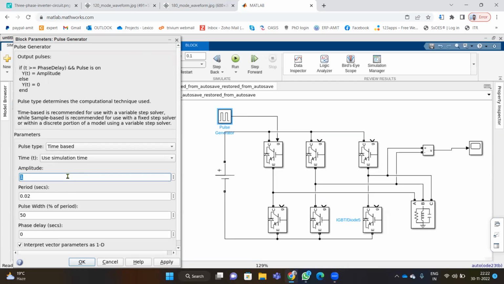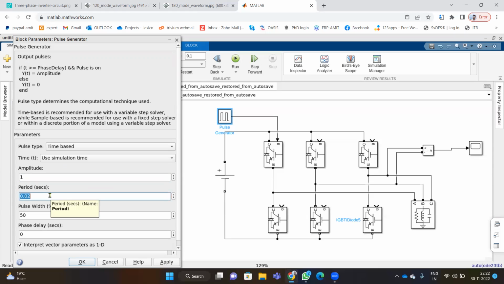Amplitude actually does not matter in the MATLAB simulation window. It can be anything, any non-zero value. But in the practical world, every IGBT or any switch requires a minimum amount of voltage. So that minimum amount of amplitude to trigger it on is required. But in MATLAB simulation, any value is okay. So one will be helpful.